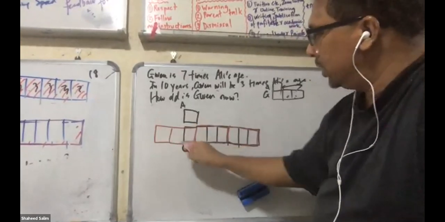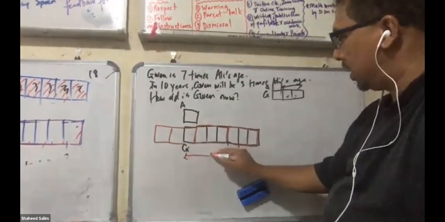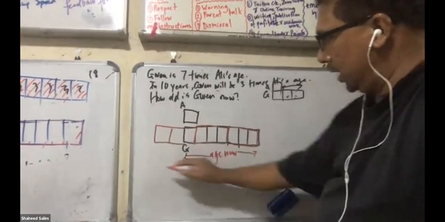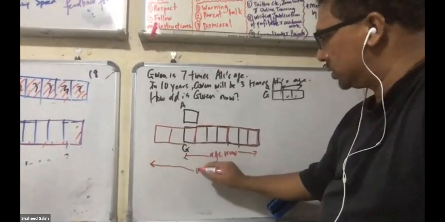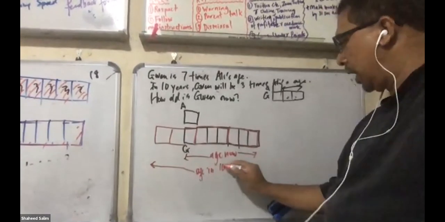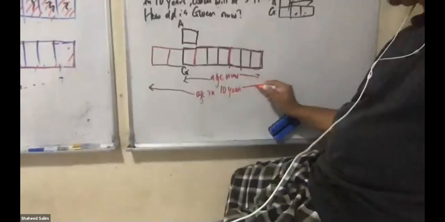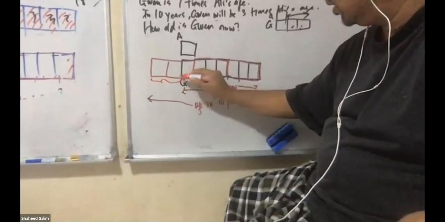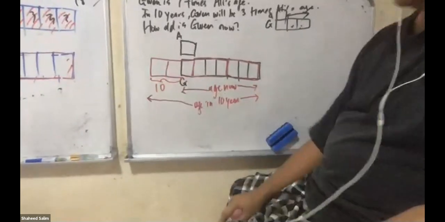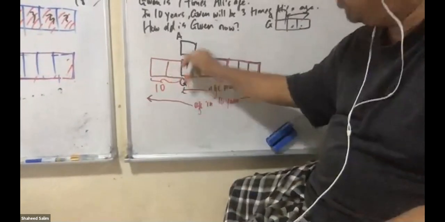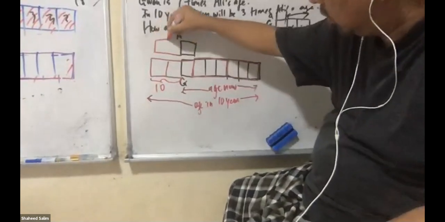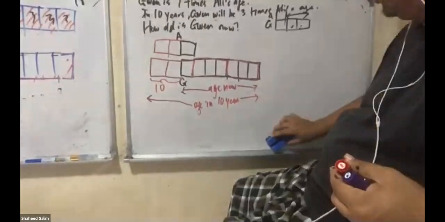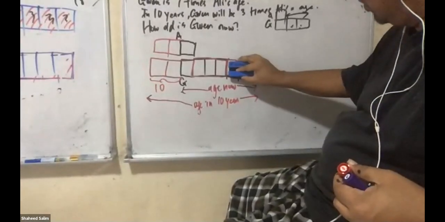Why I extend? This is the age now. Gwen's age now. This is the age in 10 years time. So that means that 10 years have passed. 10 years must be for 2 units. If you cannot see, I will show you. Watch.